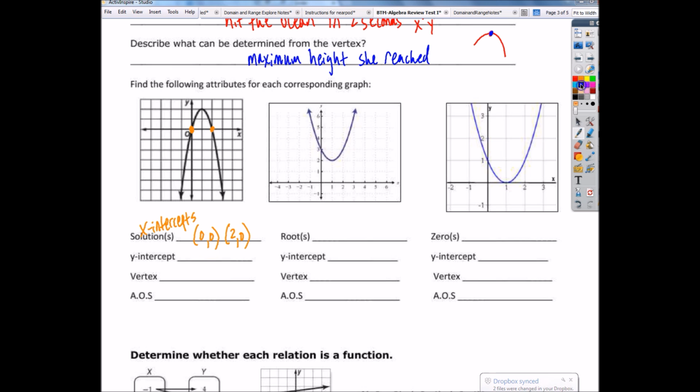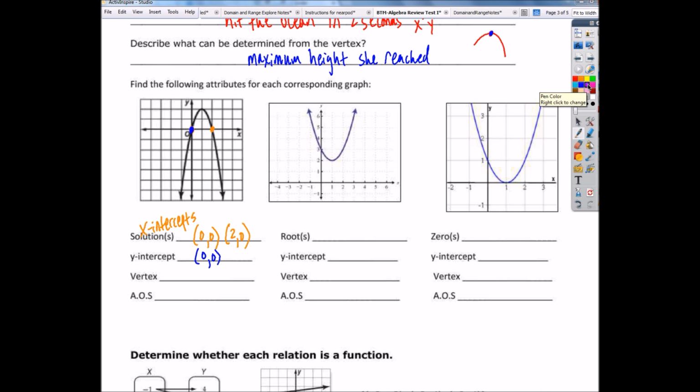My y-intercept happens where it crosses the y-axis. Bam! Looks like we do have an x-intercept and a y-intercept that are exactly the same. That's perfectly fine, but the only time that ever happens is if it goes through the origin.